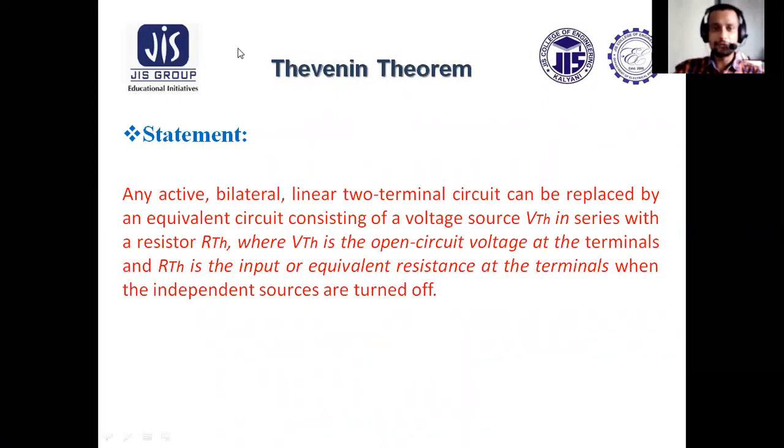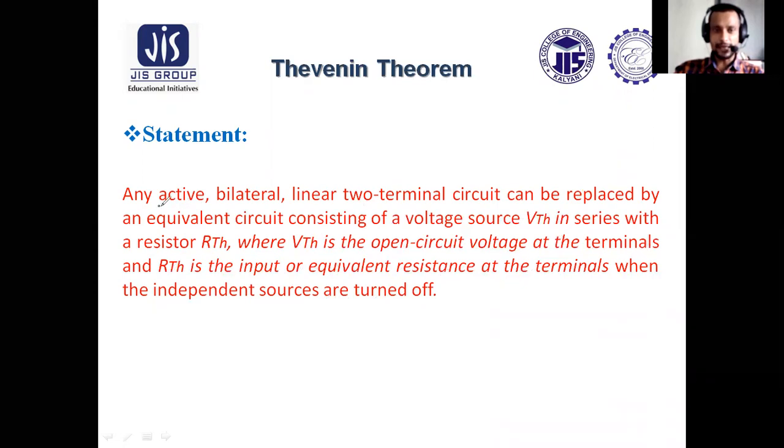Any active bilateral linear two-terminal circuit can be replaced by an equivalent circuit consisting of a voltage source VTH in series with a resistor RTH, where VTH is open circuited voltage at the terminals and RTH is input or equivalent resistance at the terminals when the independent sources are turned off. So what does it mean? This is the statement. So let us explain the statement.